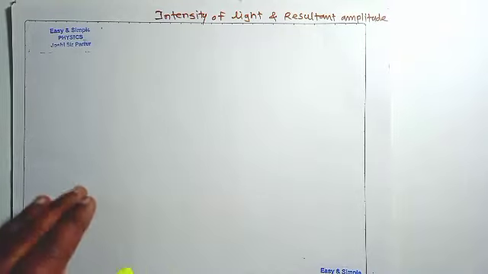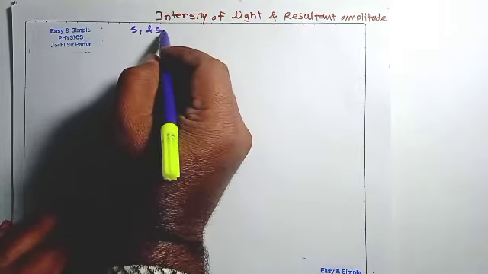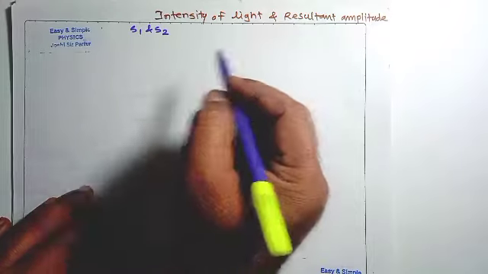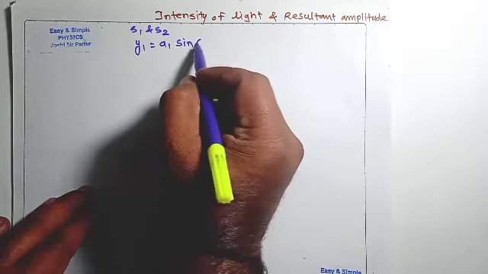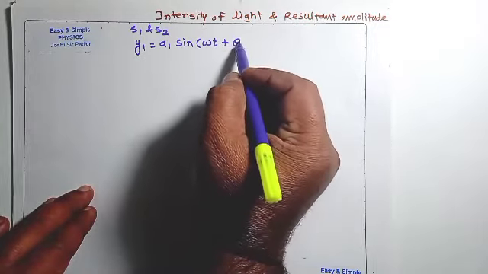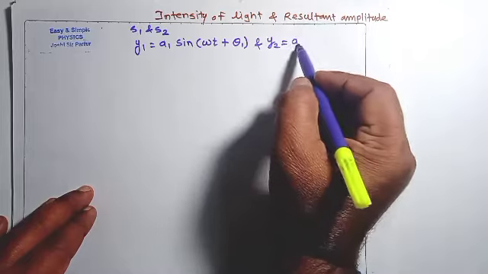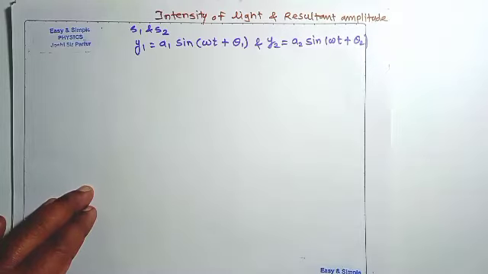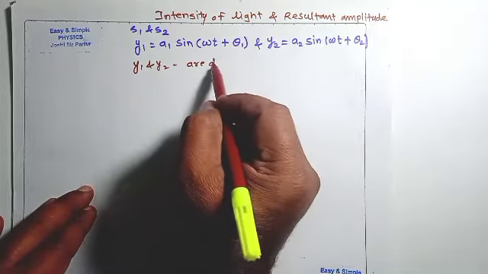When two light waves from two coherent sources S1 and S2 reach a point P on the screen at any time, their displacements will be given as y1 is equal to a1 sine of omega t plus theta 1 and y2 is equal to a2 sine of omega t plus theta 2, where y1 and y2 are displacements.